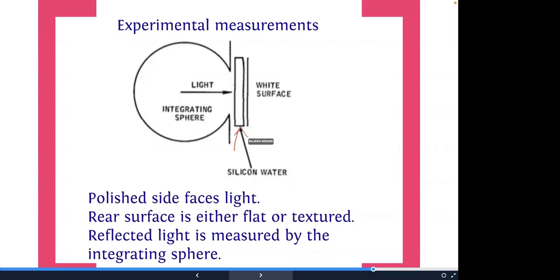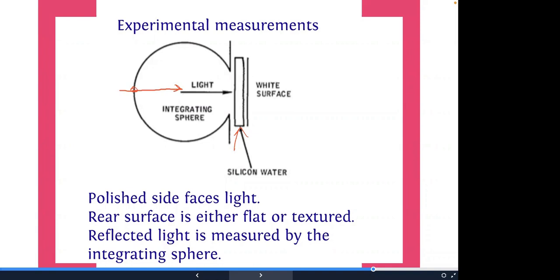Now, there's an integrating sphere. That just means that it will collect all the photons that are incident on the surface and count them. That's basically all it does. So light's coming in from that side. Now, the polished side is facing the light, so you would expect all the light to simply reflect back and be collected in the integrating sphere. By the way, the way you get the light in is that there's a little hole in the integrating sphere. It's not drawn, that's all.